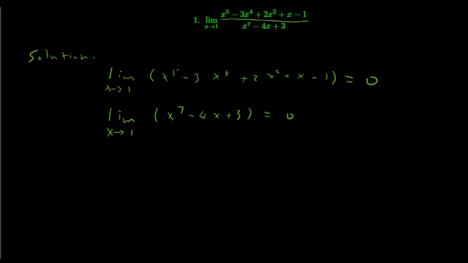What can you tell me now? The limit of the top is 0, the limit of the bottom is 0. So we have an indeterminate quotient, right? So we have an indeterminate quotient of type 0 to 0.